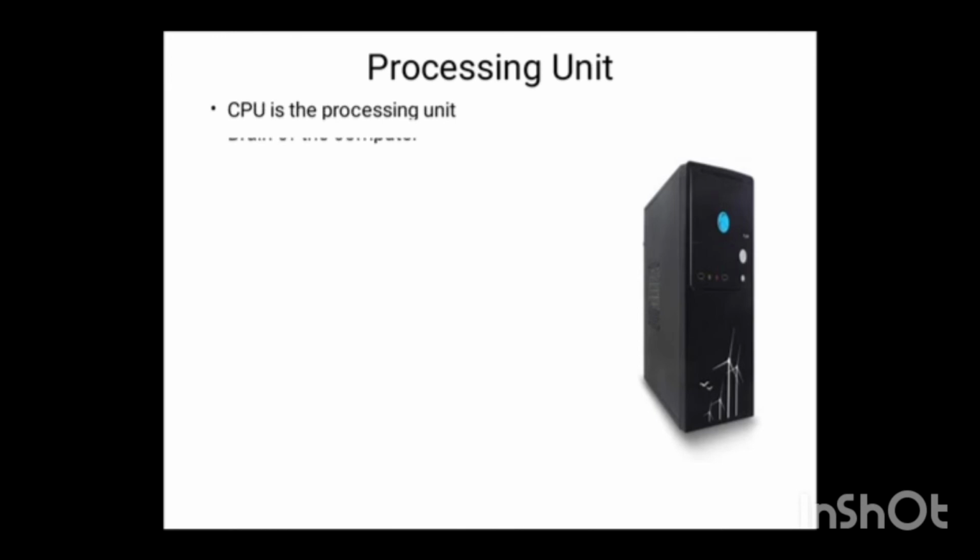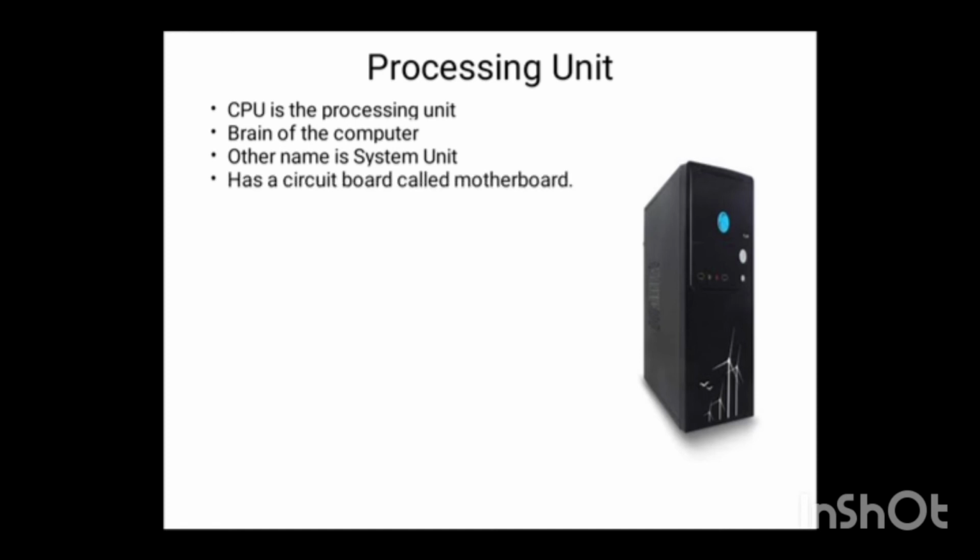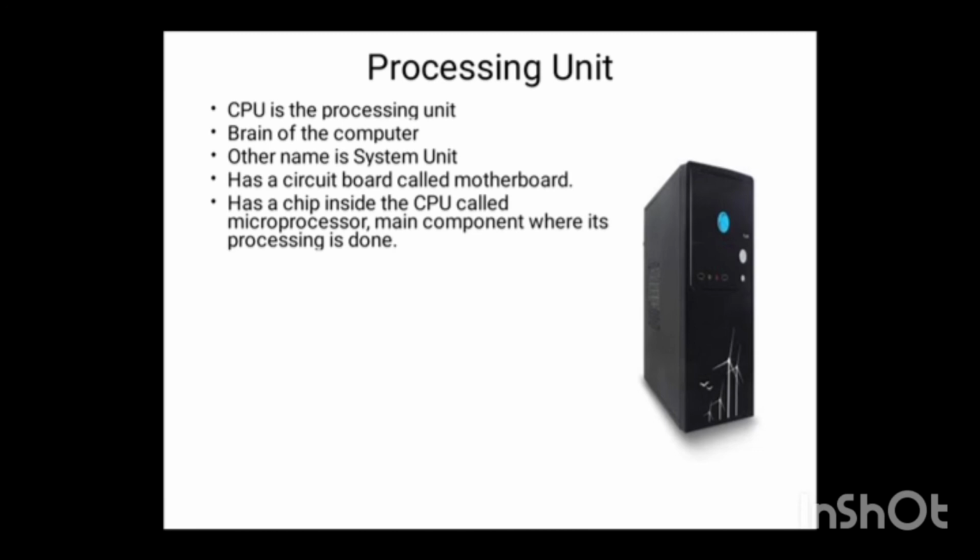Now, next we will think about the system unit or processing unit or the CPU. Okay. CPU is the processing unit and it is the brain of the computer. The other name of CPU is system unit. It has a circuit board called the motherboard. Now, it has a chip inside the CPU called the microprocessor, and it is the main component where the processing is done. Input devices and output devices are connected to it. All the input devices and output devices are connected to the CPU.